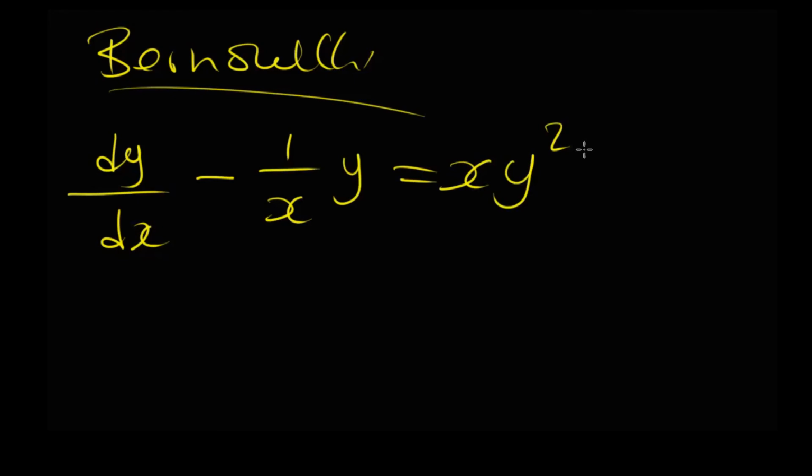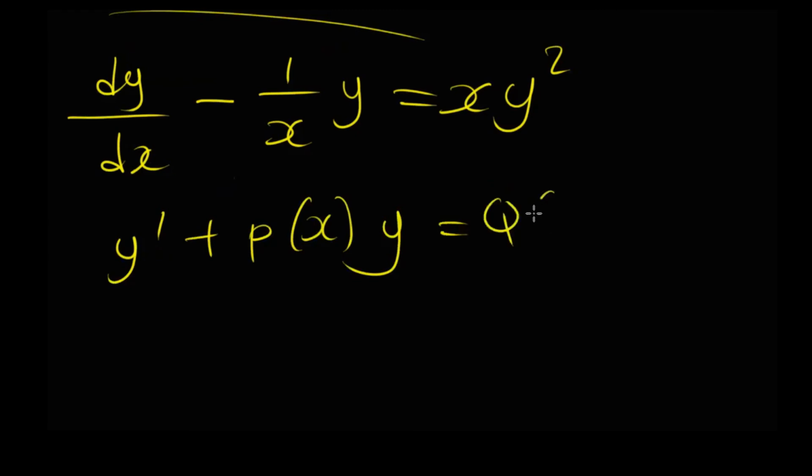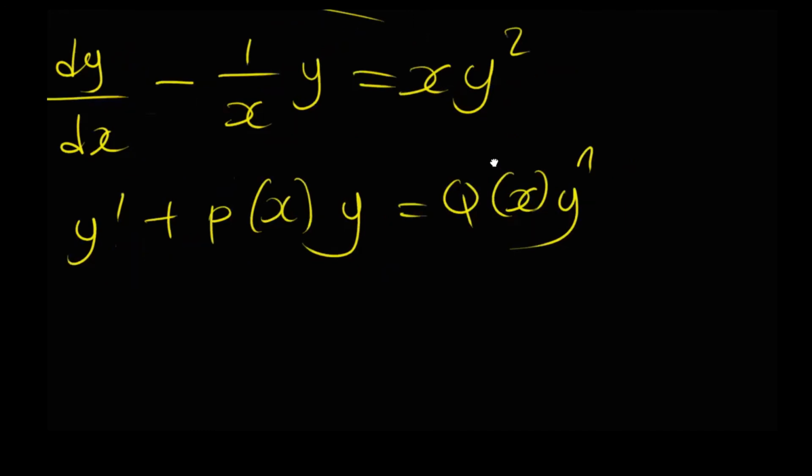So first of all, how do you know it is a Bernoulli differential equation? That is the task. The standard form for a Bernoulli equation is y prime plus, even if it's minus, p of x y is equal to q of x y to the power n. So this is the standard form.